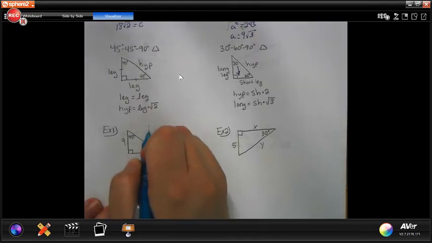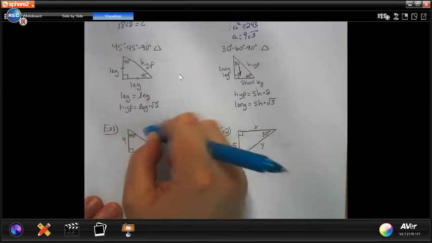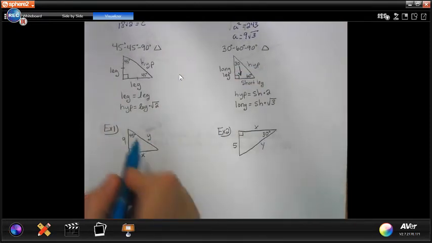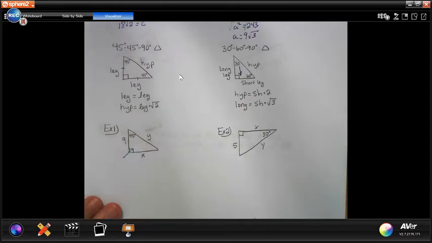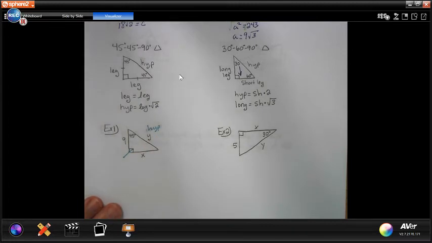So we have a leg here. No, that's not a leg. That is opposite the right angle. Opposite the right angle is never a leg. The right angle points to the hypotenuse. This is going to be called the hypotenuse. The other two sides are called legs.